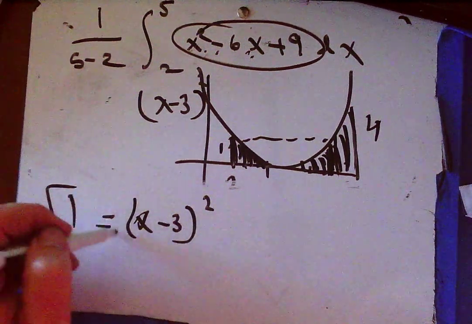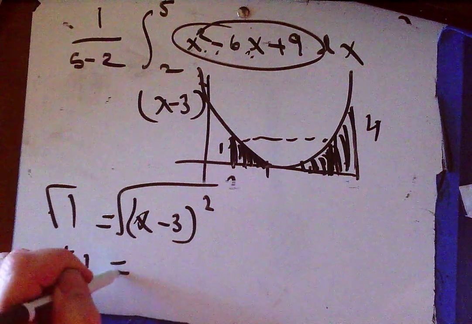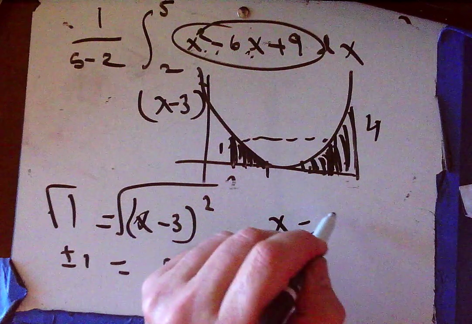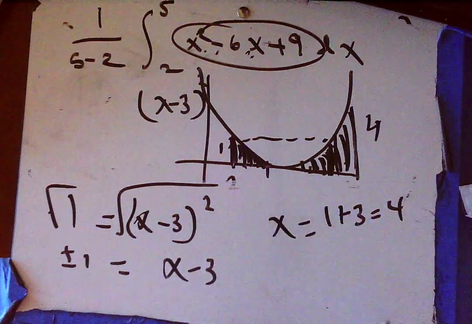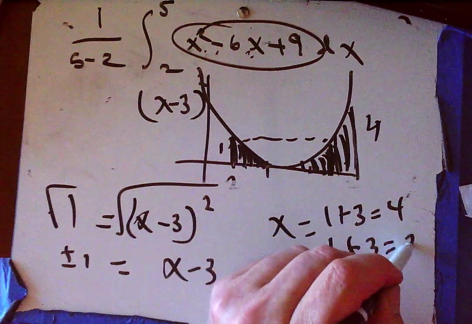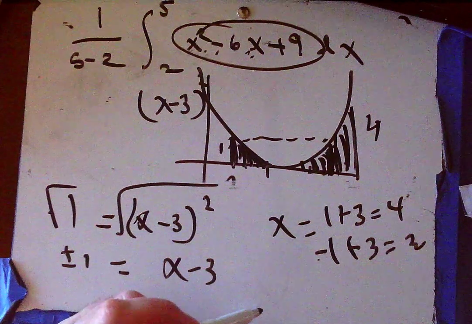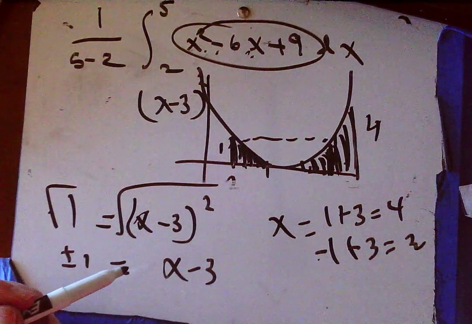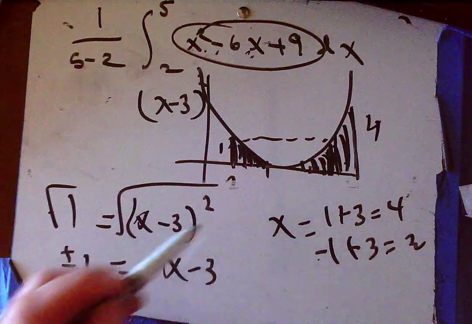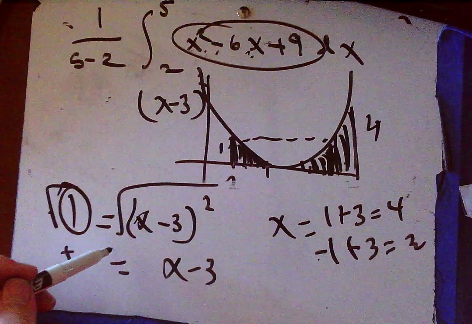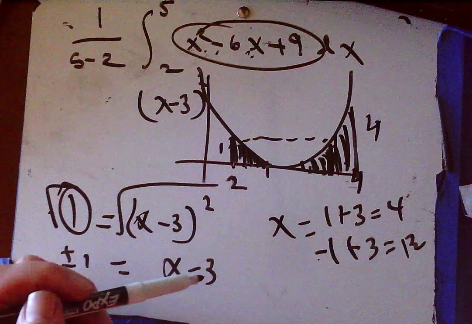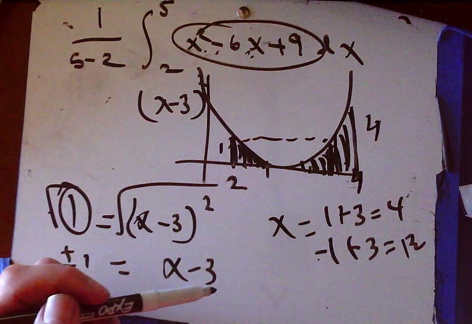So I take the square root of both sides. Plus or minus 1 is x minus 3, and add 3 to both sides. Get x equals 1 plus 3, or negative 1 plus 3, which is 2. Yeah, and so this function takes on the average value, a value of 1, at 2 different places. One here at 2, one here at 4. There's 4. Says 4.